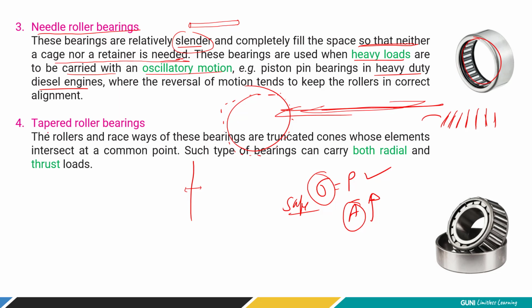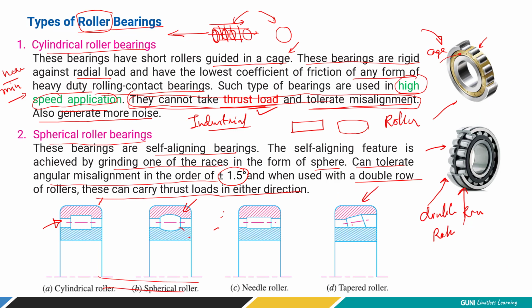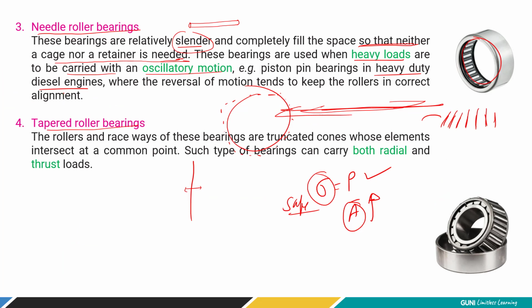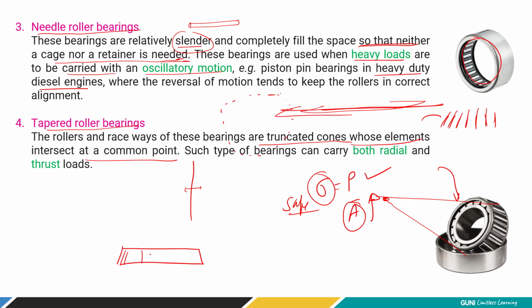Now fourth is tapered roller bearings. Look at the figure. Here we have the rolling element in the form of a taper, right? The rollers and raceways of these bearings are truncated cones whose elements intersect at a common point, right? Now just look at the actual figure. So here what we have is this cage. If you extend them, they are going to be a cone shape. Just try to understand, right? Let me draw it. These are your bearings like this. If you extend them, they are going to meet at a common point.